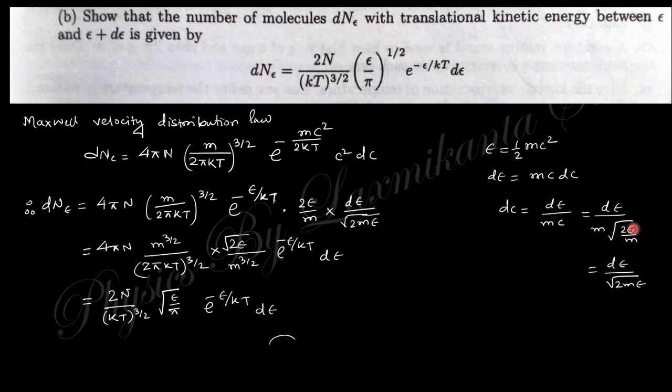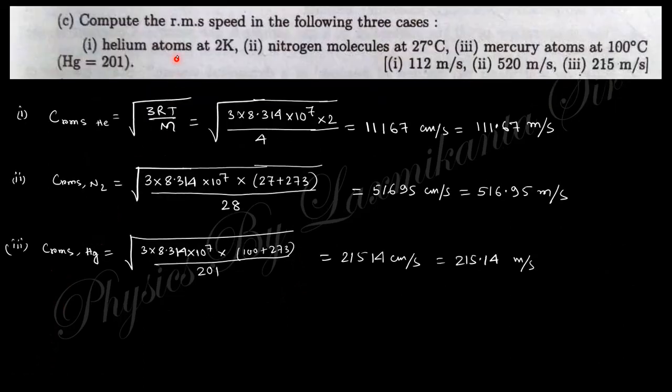Put this value of c, we will get d epsilon by root under 2 m epsilon. So just put this value of dc here, c square changes into 2 epsilon by m. So all c changes into energy terms. Just after putting this value and calculating, you can easily find out this expression. Go to the next one.